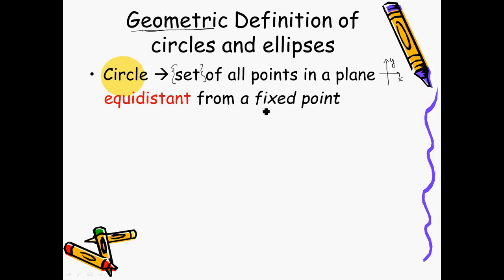This means that somebody has to pick this point. Pick it and stick with it. It doesn't move. Somebody picks a point, and we call that point the center. Then somebody picks a distance. Pick a distance and keep that distance constant.